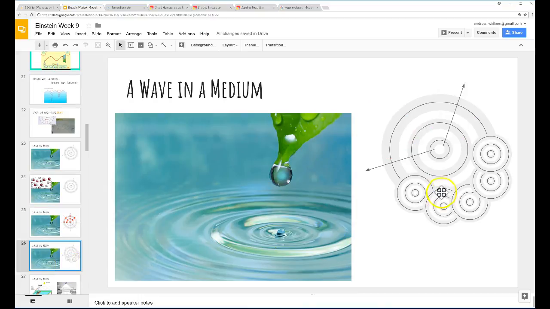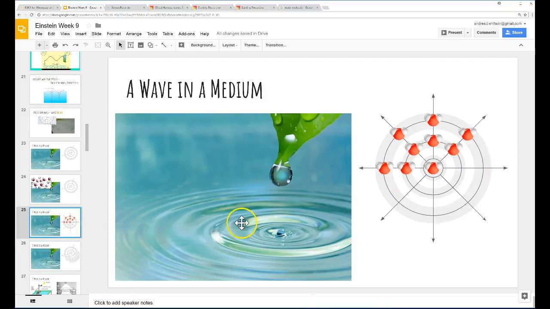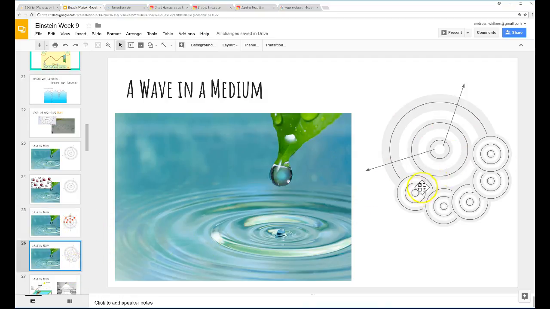So that means that as each wave spreads out, it is in fact individual little waves spreading out, because once a water molecule gets disturbed, it makes a little circular wave that then radiates out in all directions.